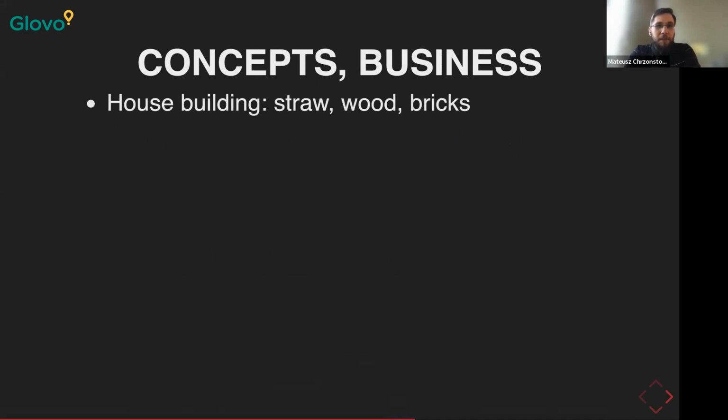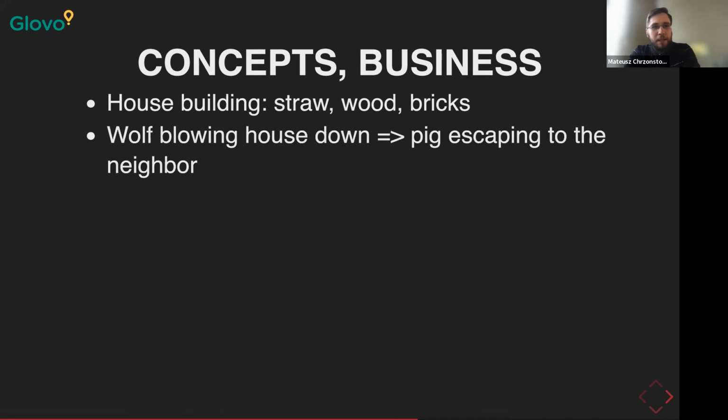In order to understand this question, let's remind ourselves what the business logic was inside the Three Little Pigs. What are the invariants? What are the rules to follow? What is the business physics in our domain? There is a way of building a house. You can build from straw, from wood, from bricks. Each time the wolf blows the house down, the pig living in the house escapes to the neighbor.